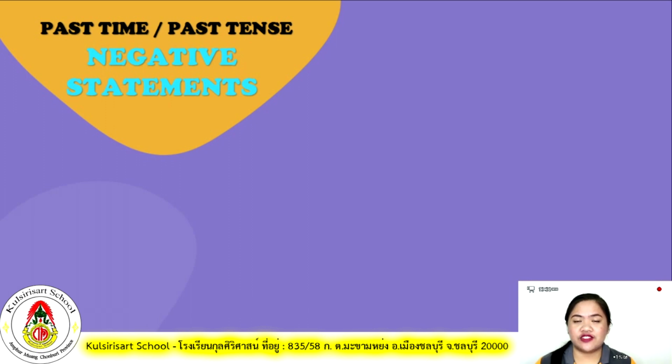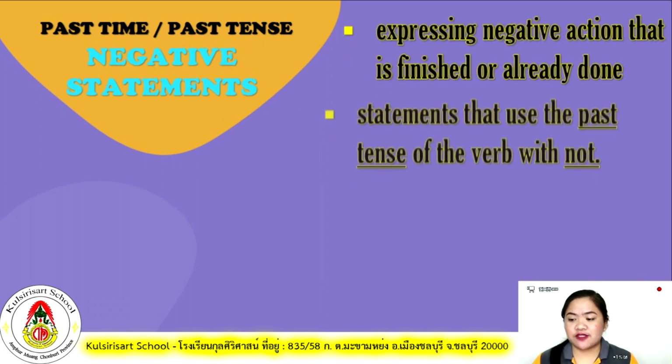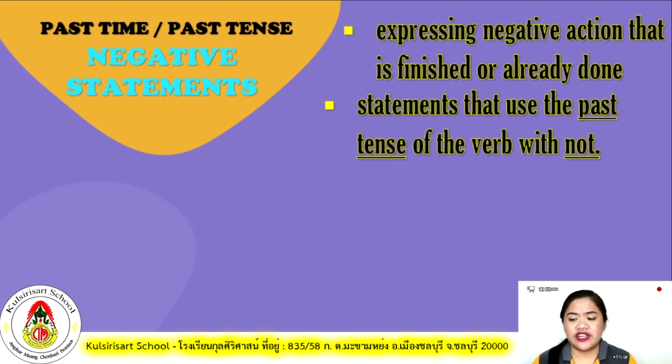Now, before we proceed to that topic, let's have first the past time negative statements. Last time or a while ago, we talked about the affirmative statements. And it talks about the positive action that happened in the past. Now, what is negative statements? Okay, let's know. Expressing negative action that is finished or already done. As simple as that. Negative statements means negative action. Okay? The same with positive statements or affirmative statements.